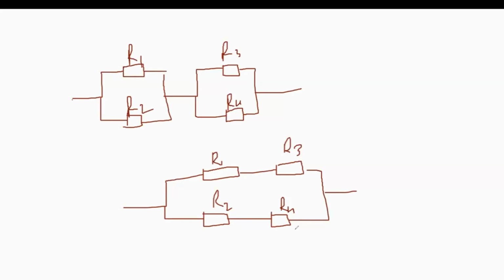You cannot say that R1, R3, R2, R4 are in series. No, they are not in series, first of all. You have to say R1 and R3 are in series, R2 and R4 are in series first. Then the combination of R1, R3 and the combination of R2, R4 are in parallel. That is how your statement should be, because the same statement you will use for doing problems.